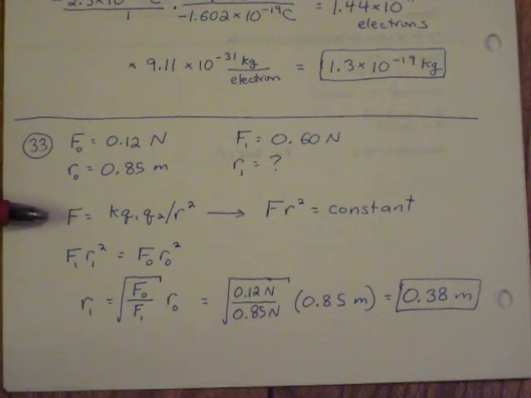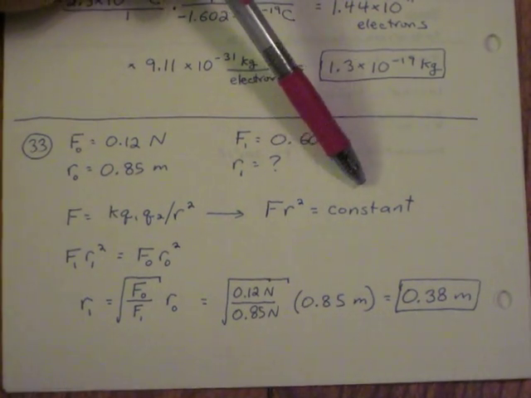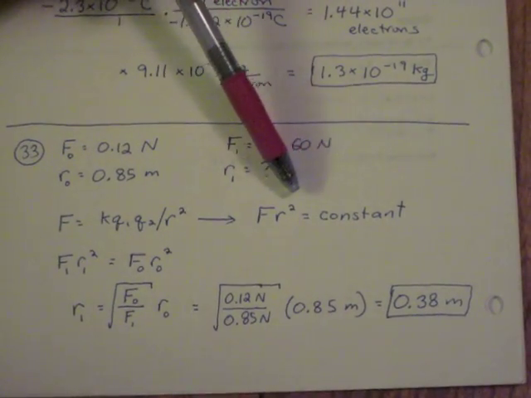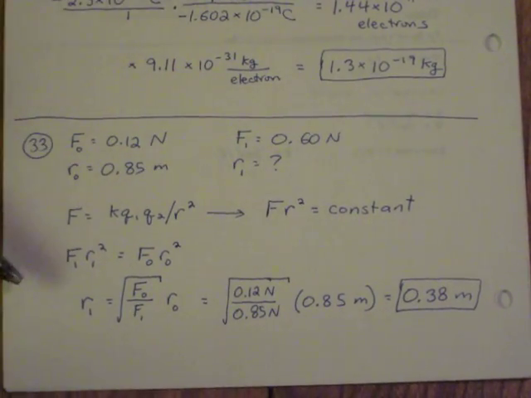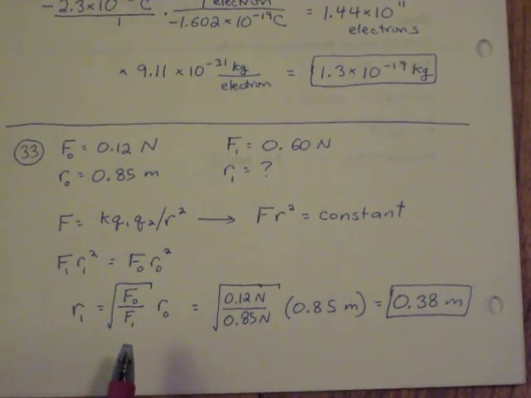So we get F times R squared equals K Q1 Q2, but we'll just call that right-hand side constant. So we recognize that F times R squared is constant. So we can say F1 R1 squared equals F0 R0 squared. Then we solve for R1 algebraically. We get R1 equals the square root of F0 over F1 times R0. Plug in the values, and we get a new radius of 0.38 meters for the distance between them.